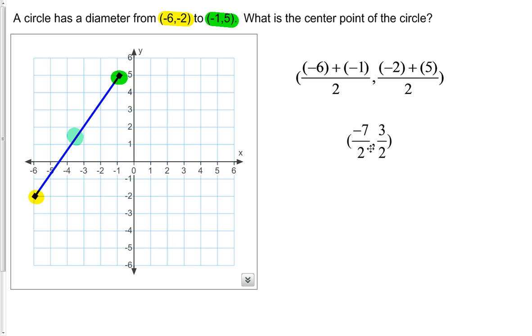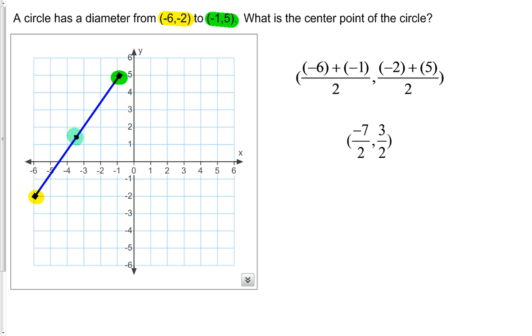If we convert that to a mixed number, -7 halves is -3 and 1/2. Puts us right here, exactly where we expected. Y-coordinate, 3 halves is 1 and 1/2, so again, same spot. We ended up exactly where we expected. I just mark that with the pen here in the center.